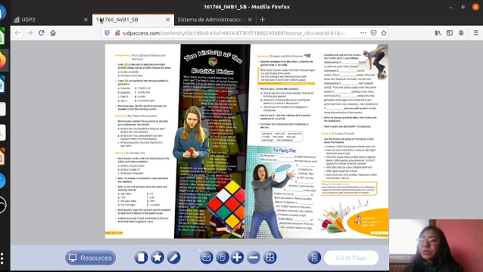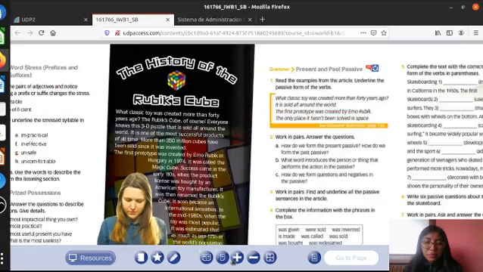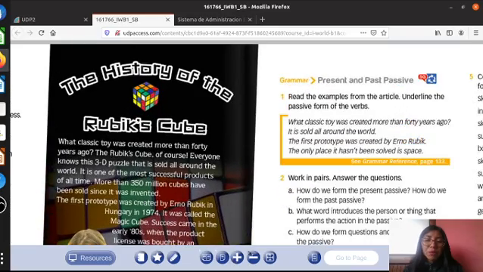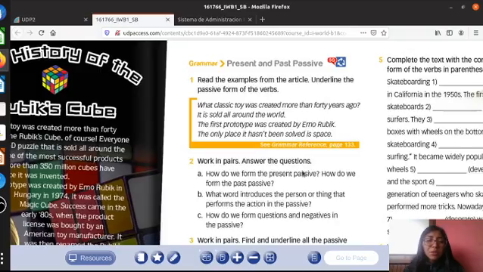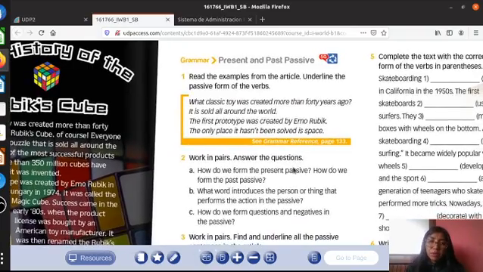Okay, you are going to open your books on page number 59, okay? Vamos a abrir en la página 59, okay? Here we have some exercises related to the present and past passive voice. So we are going to start to practice the use and to understand better. Okay, it says read examples from the article, underline the passive form of the verbs.